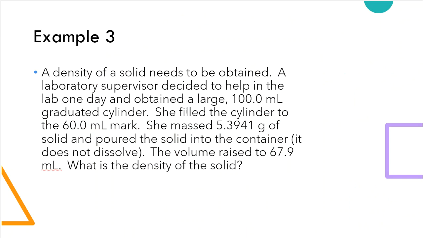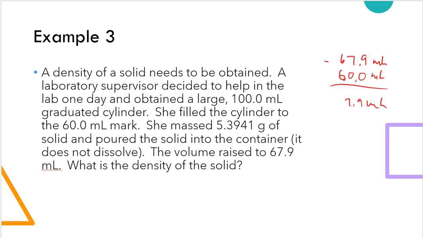All right. So over here to the side, I'm going to do a side calculation. Beforehand, it was 60 mL. And then I dunked the solid in, and it rose. And it went to 67.9 mL. Well, I take the difference. That is the displacement. 67.9 minus 60 is 7.9 mL. Okay, there's my volume. Ding, ding, ding, ding, ding.